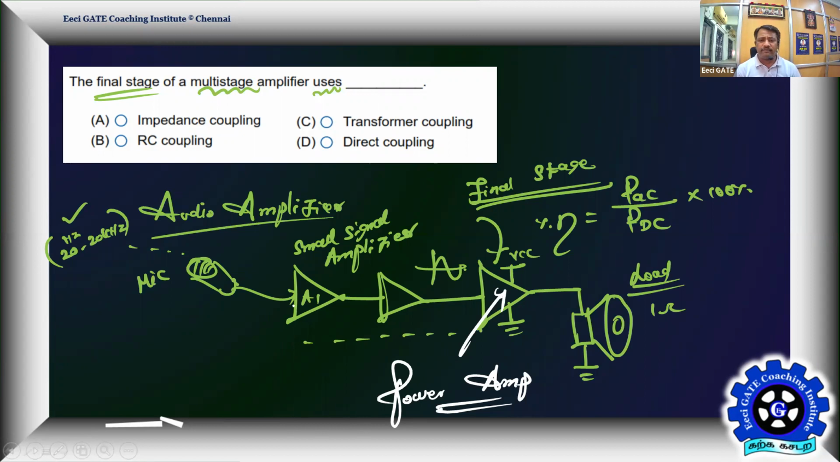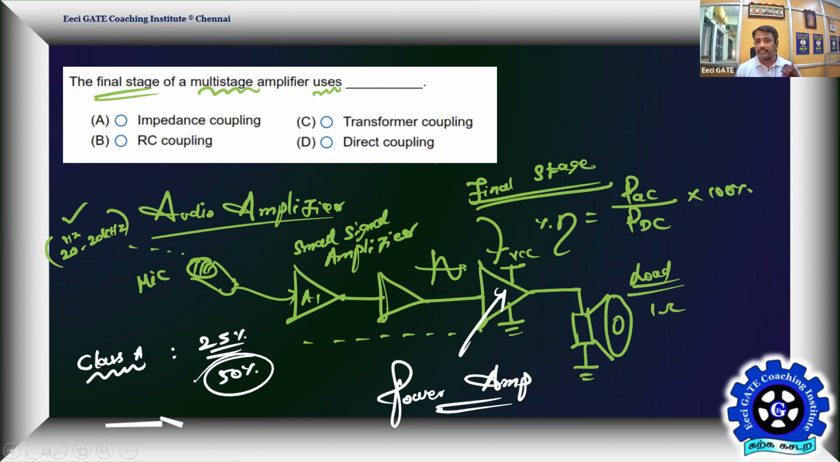Power amplifier means the efficiency should be as high as possible. There are multiple amplifiers like class A, class B, class C, so let me refer only to class A. A class A power amplifier has a very poor efficiency, normally a maximum of 25%. But by using transformer coupling, it is possible to double the efficiency to 50%. With respect to that, I'll go for transformer coupling.